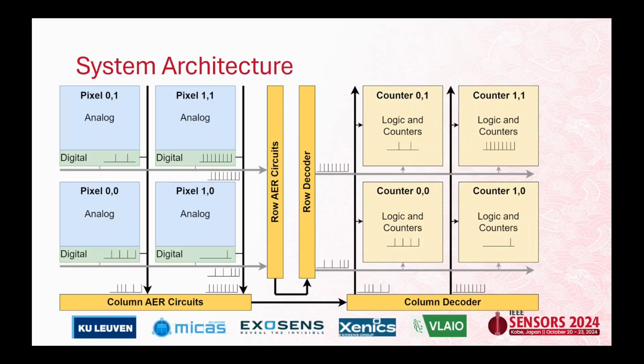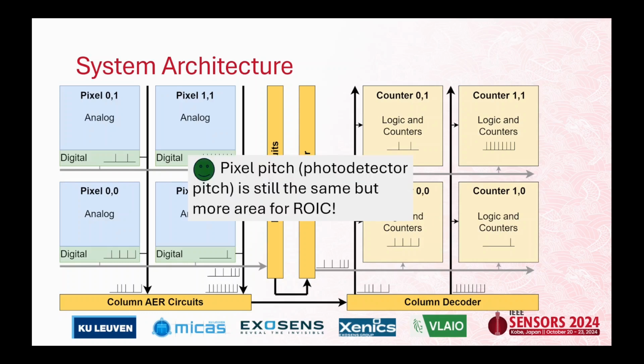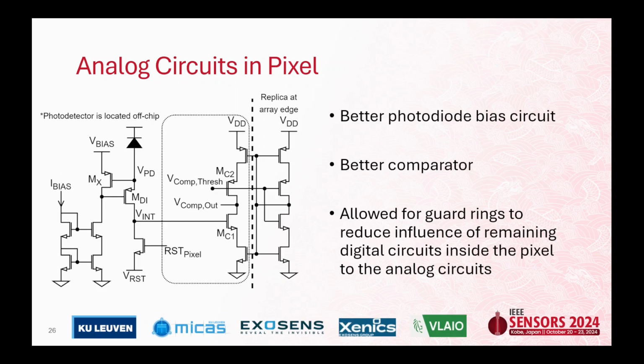So instead of having 20% of the area for the analog, you now have 80% of the area, which allows you to make better circuits for that. And as I mentioned earlier, the pixel pitch is still the same. It's still 10 micrometers for your photodiodes, but you have more area for your ROIC, basically. Because of the freed area from the digital circuits, you were able to implement better analog circuits. Even in the layout, you were able to put guard rings to shield or at least isolate the sensitive analog parts from the remaining digital parts inside the pixel.